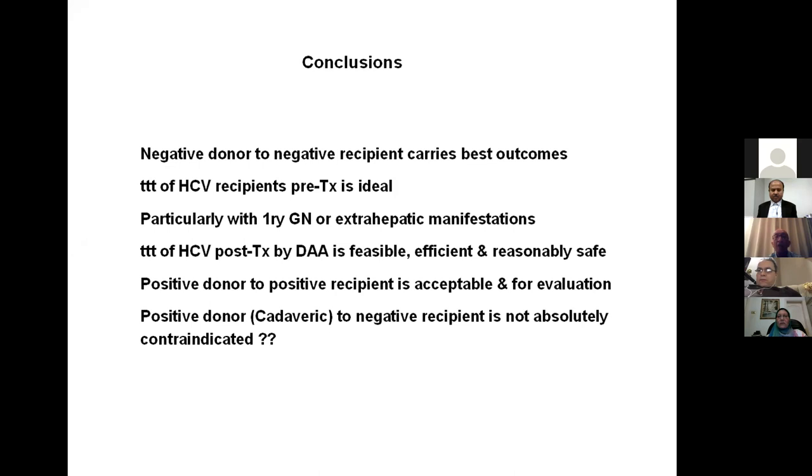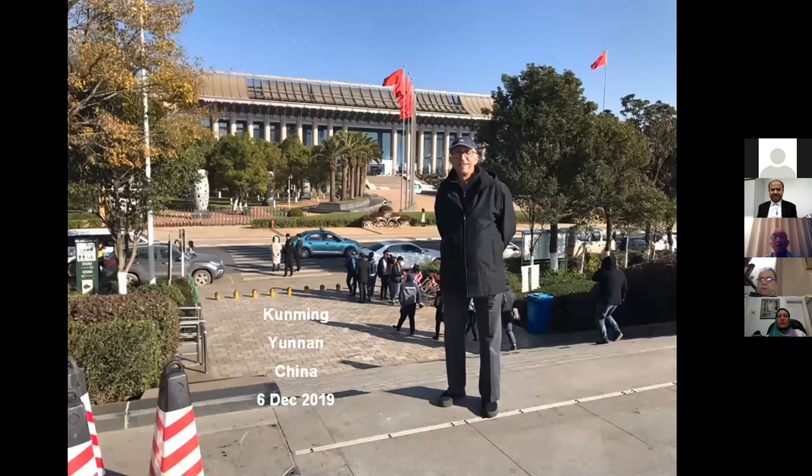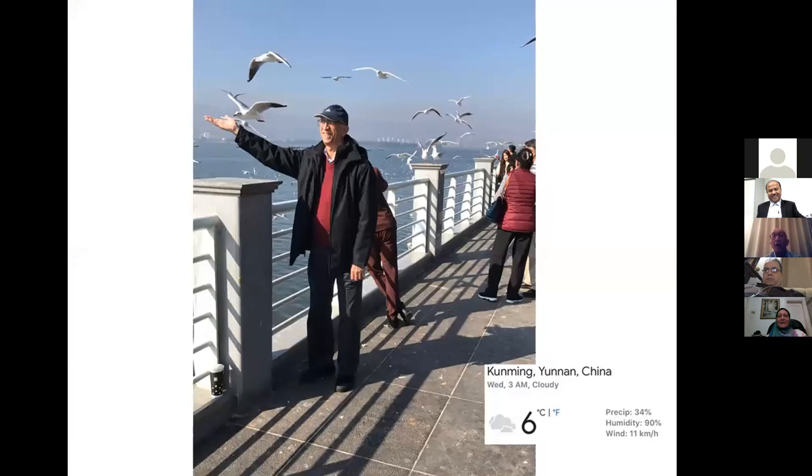This is a photo of myself when I was visiting China for the China International Organ Donation Conference, which was held in December 2019. And this is in Kunming, Yunnan, China. And this is Yunnan, not Yuhan. And there is a nice lake where you can see a lot of birds going around from one person to the other and people feeding them. And if you have any sort of infection, particularly avian, this would be a very important source of infection transmission.